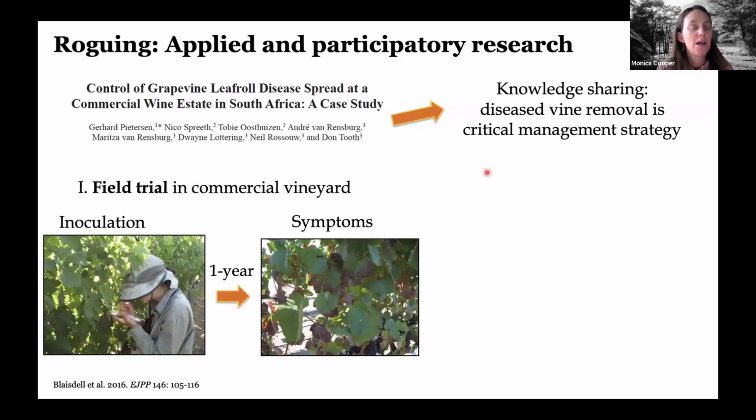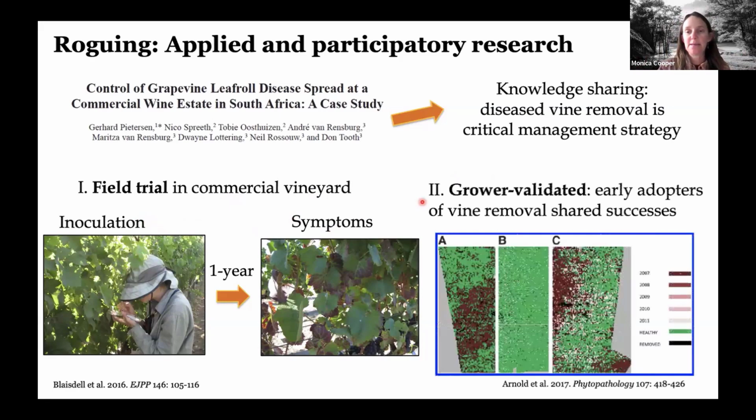The second aspect that was really important to emphasize roguing is, as I already talked about, the field trial. When people were frustrated because they felt the disease was persisting despite the fact that they had removed vines, we were able to tell them that it takes a year between when vines become infected and when they show symptoms. So you're always a little bit behind on your roguing efforts. But if you have a sustained program where you're roguing every year, you can catch up and you can keep levels below 1% disease incidence.